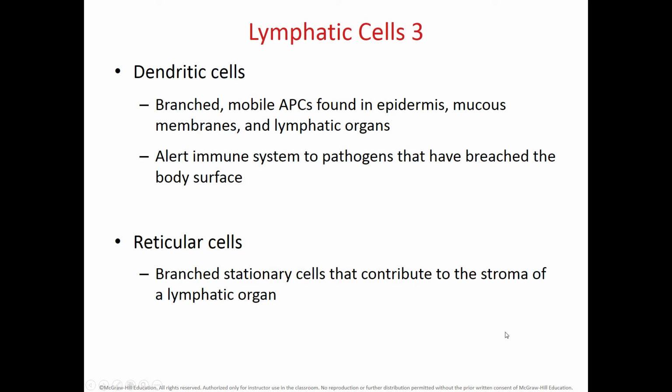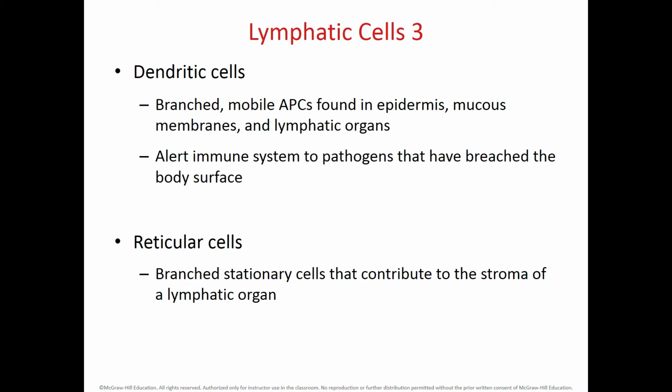Another antigen presenting cells are the dendritic cells. These dendritic cells are found in many parts of the body, like the epidermis, mucous membranes, and lymphatic organs. And some of them have different names depending on where they are located. But in general, what they do is similar to the macrophages. They just find antigens in these places, and then they put it into their plasma membrane, and then they present it to the T lymphocytes so that they can become activated.